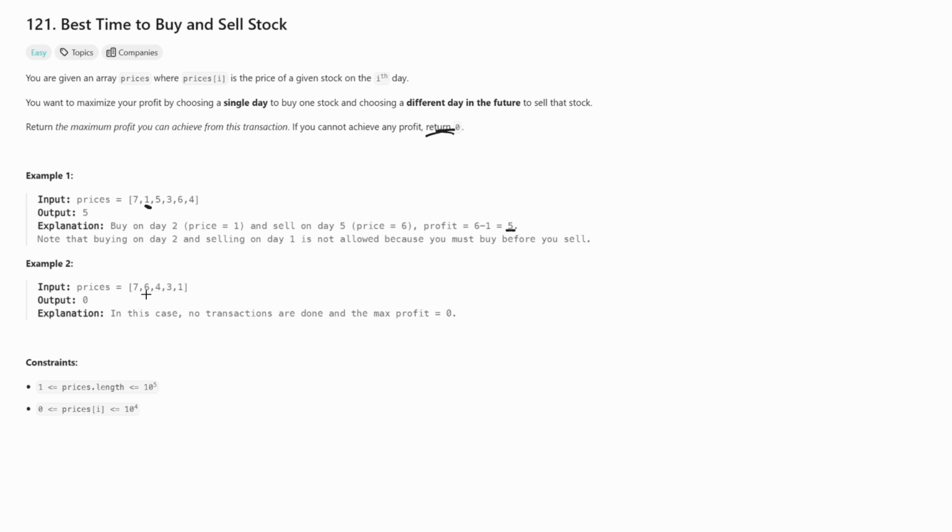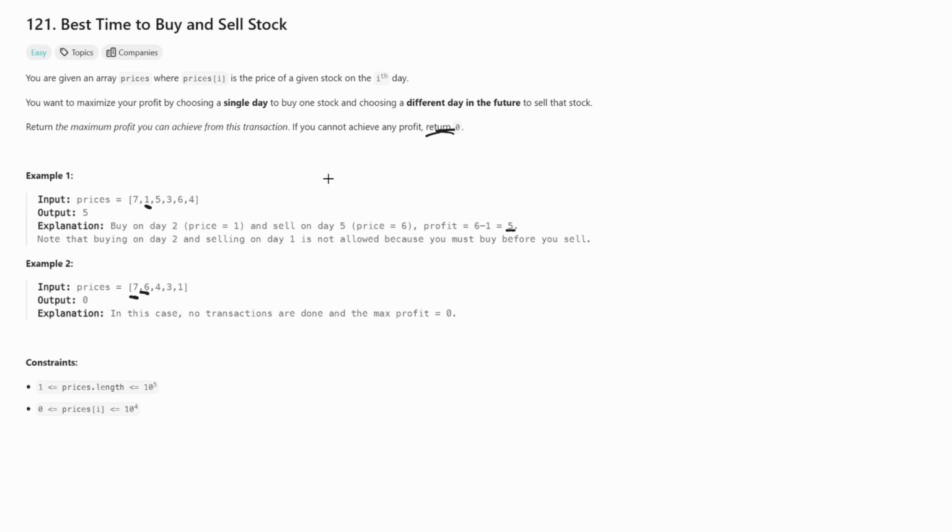So let's say we choose to buy on day 1, when it's 6. The next day it's 4, so we're going to be losing money. Next day it's 3, so we're going to be losing money. Next day it's 1, so we're going to be losing money. And that holds true for every other case here too. Even if we buy on day 1, the stock keeps dropping every single day after, so we're going to be losing money.